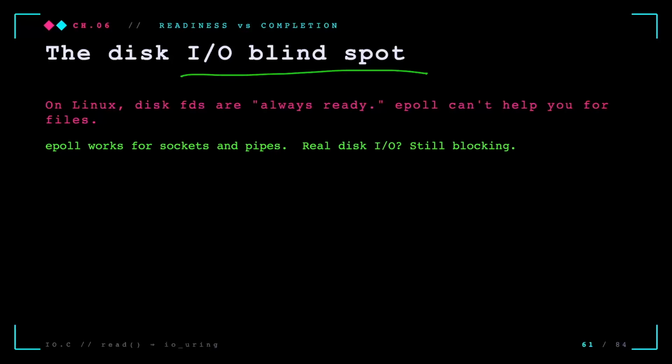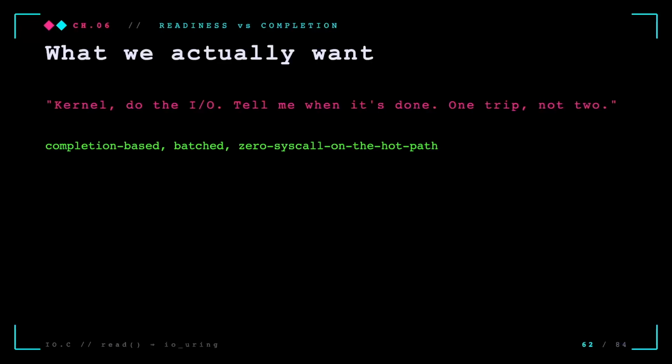This is mitigated, for example, in libuv, which Node.js uses. It spawns a thread to read the file. So you might think, oh, it's non-blocking, single-threaded, but in reality, it is spawning a thread and it is a blocking operation. So what we actually want in our new model is: hey, kernel, do the input-output for me and tell me when it's done. And we want it in one trip, not two.